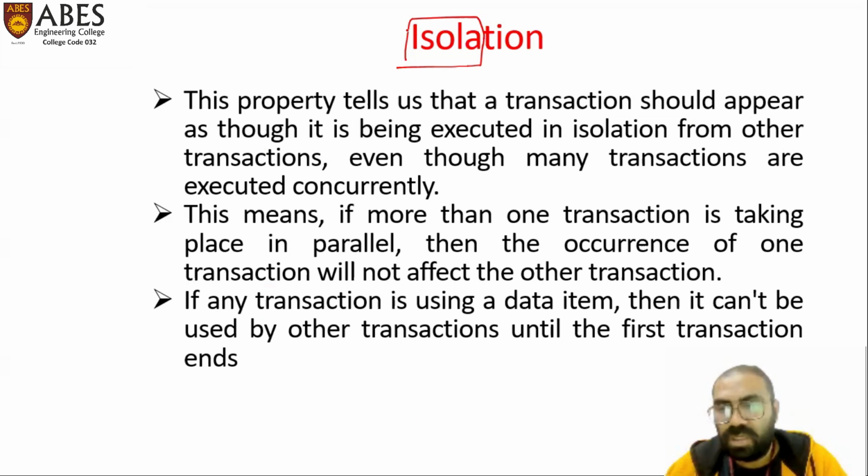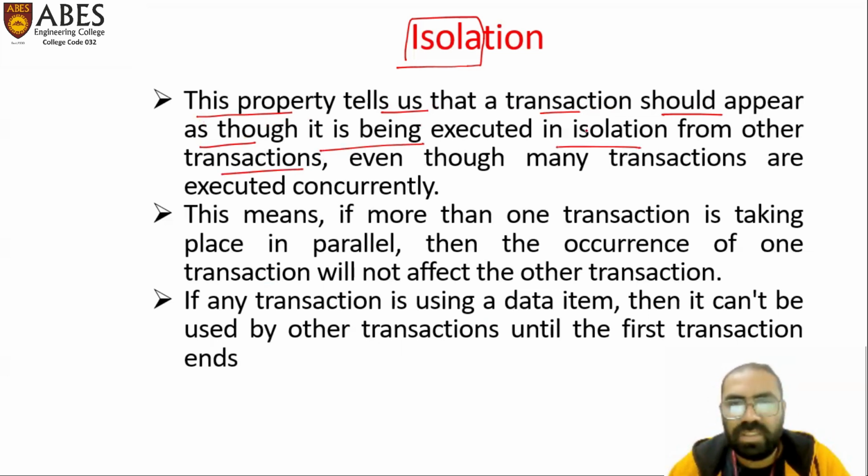Now, what is an ideal solution for that? The ideal solution is isolation. So what does it mean? If a person is sending from Delhi, he or she is not affected by the fact that at the same time, on the same server, someone else is sending from Karnataka. This property tells us that a transaction should appear as though it is being executed in isolation from the other transactions. Even though many transactions are executed, it doesn't make any difference.